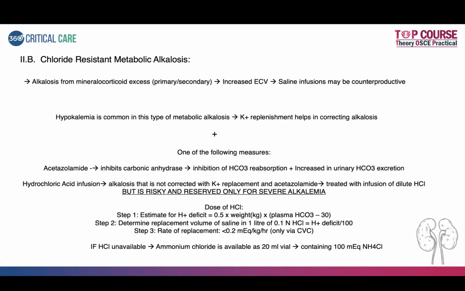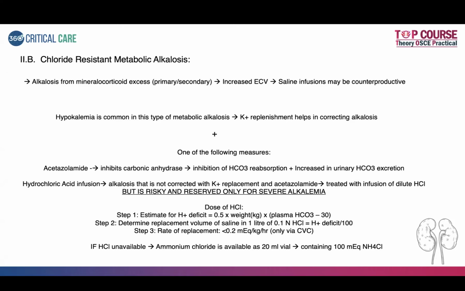If hydrochloric acid is unavailable, then ammonium chloride, which is available as a 20 ml vial, can be administered. This 20 ml vial contains 100 milliequivalents of ammonium chloride. So when these infusions are started, it is important to assess the hemodynamics, and regular blood gas monitoring is also required. And if the target is achieved, these medications need to be stopped at the earliest because they have a high potency for side effects.